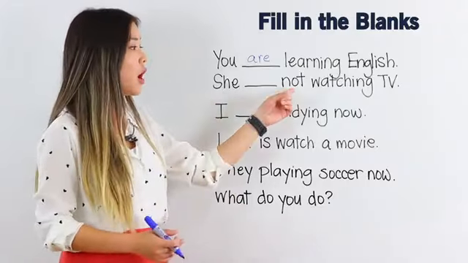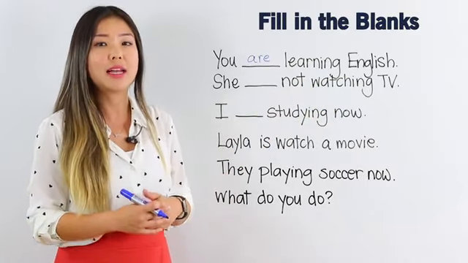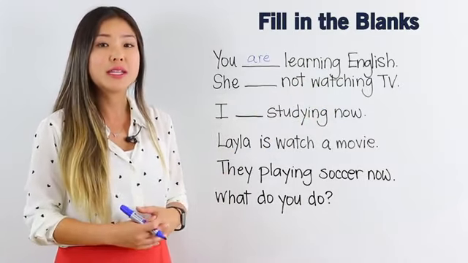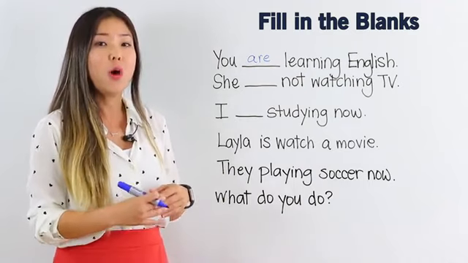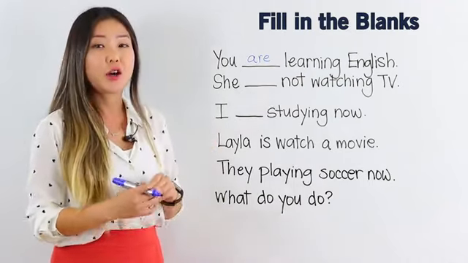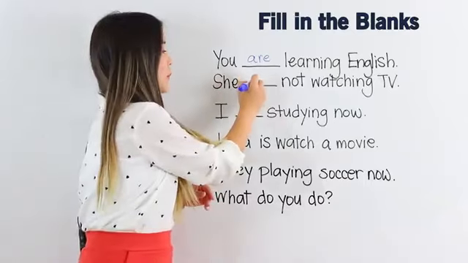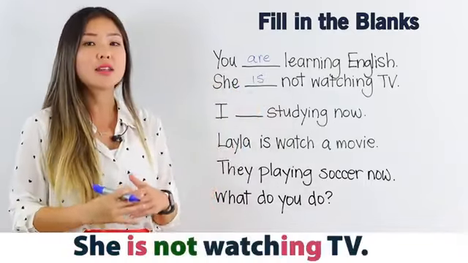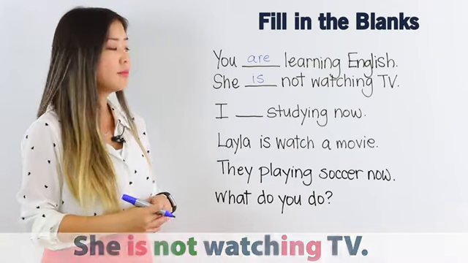We have the word not before the verb ing. However, we're missing the be verb again. What is the be verb to use if the subject is she? The correct answer is, she is not watching TV.